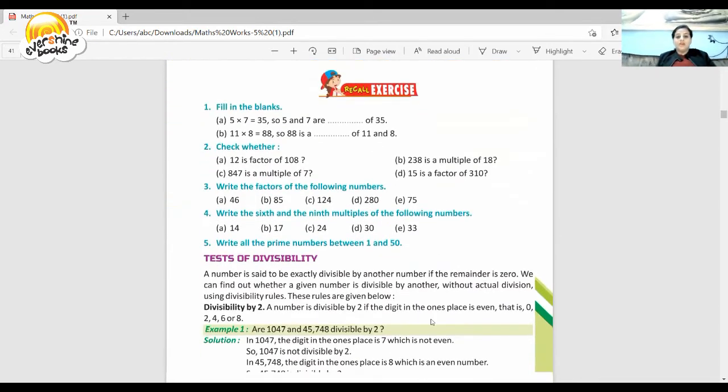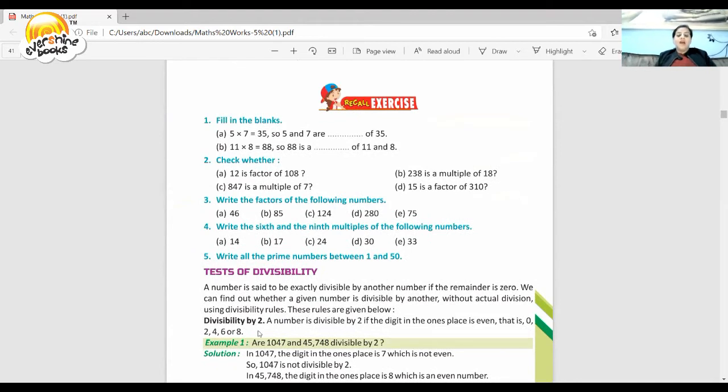Okay, so here we are going to do recall exercises. In that, 5 into 7 is 35. So 5 and 7 are factors. Just write here, factors. After that, 11 into 8 is 88. It means 11 eights are 88. So 88 is the multiple. It comes in the table of 8 and 11 both. So it is called a multiple.